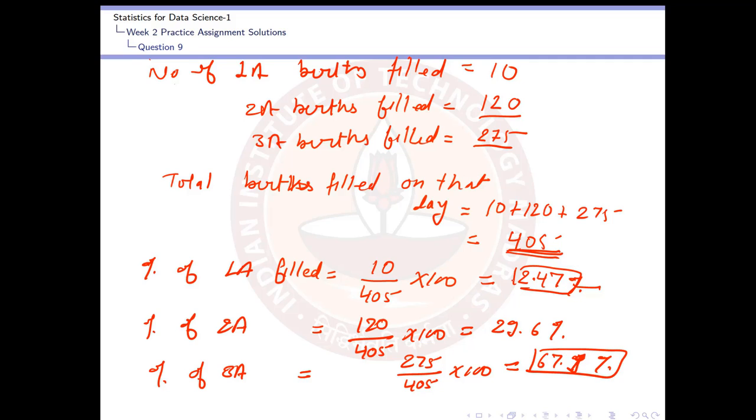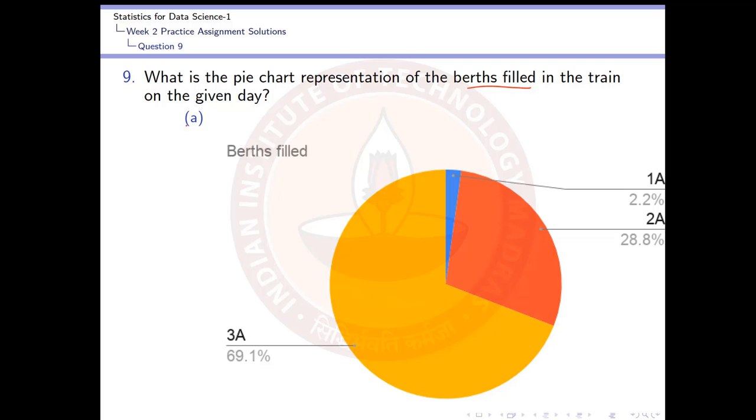In option A, the value for 1 Bud is 2.2, but what we have calculated is 2.47. It must be 2.47, and it must be 29.6%. That is wrong, so this option is wrong.